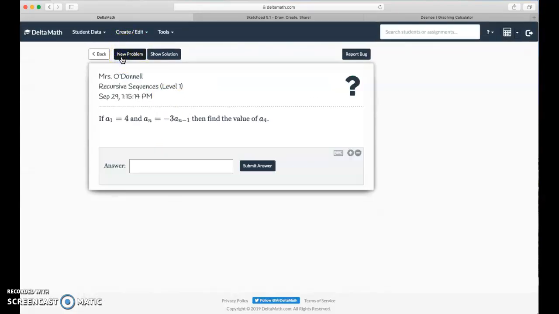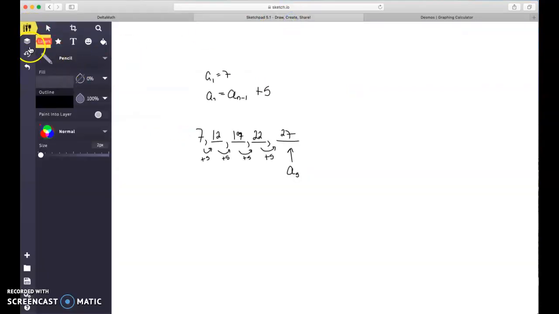Okay, here we've got a geometric sequence, and they want to know our fourth term. Okay, so we've got a sub 1 equals 4, and a sub n equals negative 3 times a sub n minus 1.